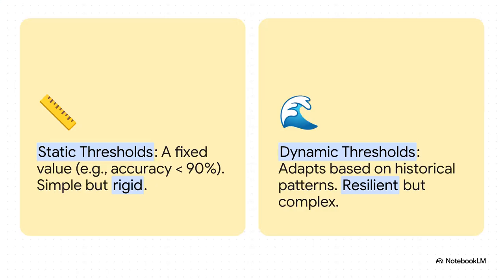When you're setting up triggers, you basically have two main choices. Static thresholds are the simple ones. Hey, alert me if accuracy drops below 90%. Super easy to implement, but they can get pretty noisy if your metric normally fluctuates. Dynamic thresholds, on the other hand, are smarter. They learn from the past. So an alert might fire if latency is suddenly way above the recent average. A bit more complex for sure, but way more robust against false alarms.